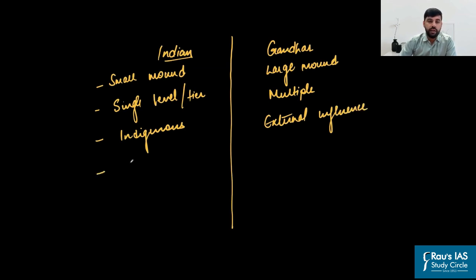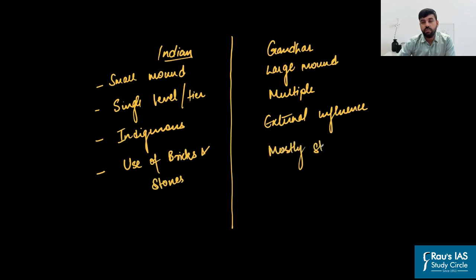Then here you have the use of bricks and stones, mostly stones. So this is the basic classification. You can take a screenshot right now, because this is not going to be part of your notes; this is the extra screen that I've started up. So this division of the Indian style of stupa and the Gandhar style of stupa is something that has been seen. Now, what is the external influence in this case?